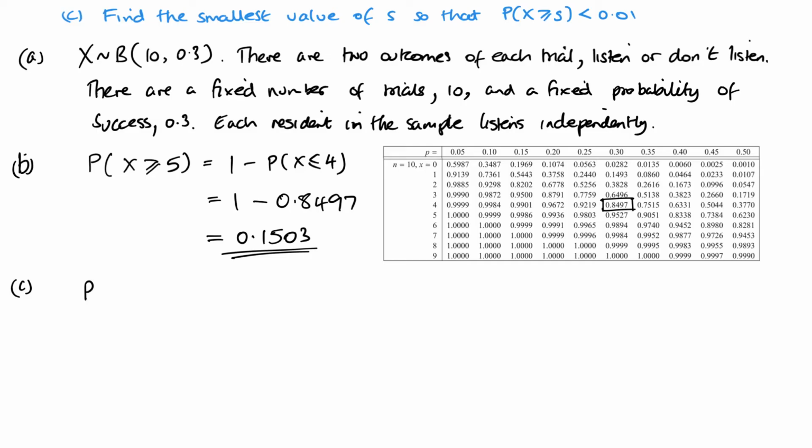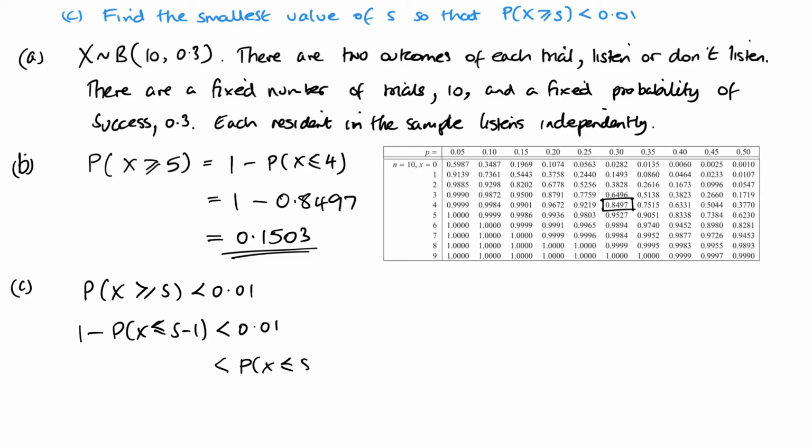So with part C, we can say that the probability of x is greater than or equal to s, and we want that to be less than 0.01. Now, when I've got greater than, I need to do 1 minus. So this is x is less than or equal to, and remember it's always one value less, so s minus 1. So a bit of rearranging, and we get the probability that x is less than or equal to s minus 1 on the right. And taking my 0.01 away, so it's on the left, we get 0.99.